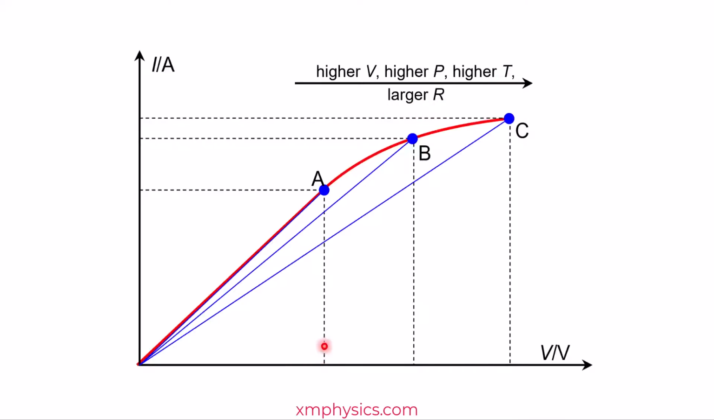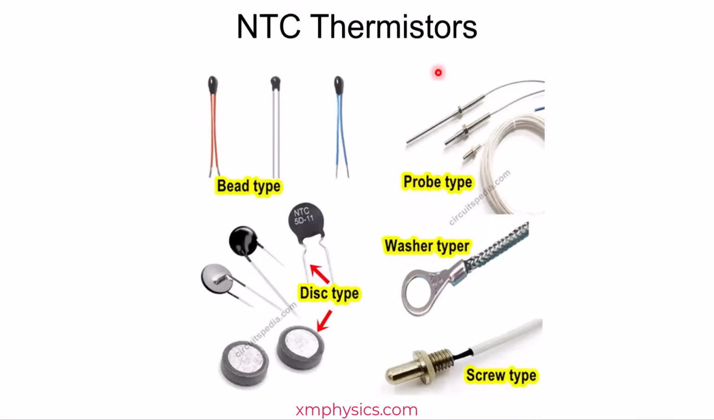So cold filament, low resistance. Hot filament, high resistance. Okay, now you are looking at thermistors. NTC actually stands for negative temperature coefficient, but you don't have to worry about it because the other type, the PTC thermistors, are not in the syllabus. So in your syllabus, all thermistors' resistance decreases with temperature. Because of this, thermistors are often used as temperature sensors.